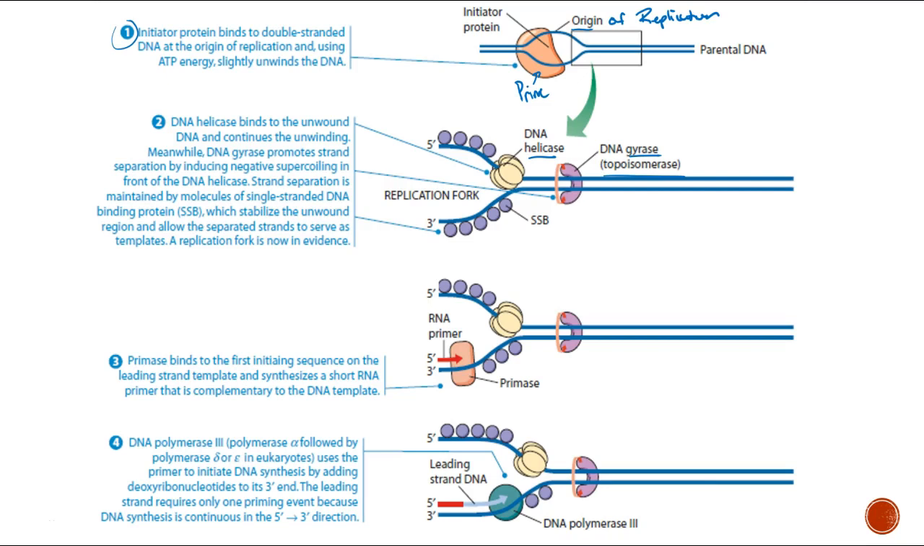Once we have primed the system, step number 2, we're going to allow DNA gyrase and DNA helicase to bind. DNA gyrase is going to be number 1. DNA helicase is going to be number 2. DNA gyrase is going to lead the entire enzymatic series of reactions. It's going to travel down our DNA strand. It's going to be unwinding the DNA double helix.